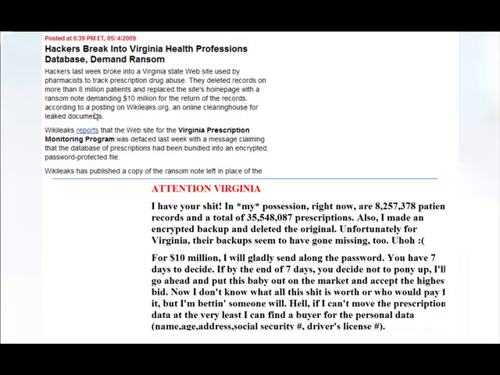So the case is still ongoing. I don't know if they found out who it is or whether they paid the money, but this is an example of extortion.